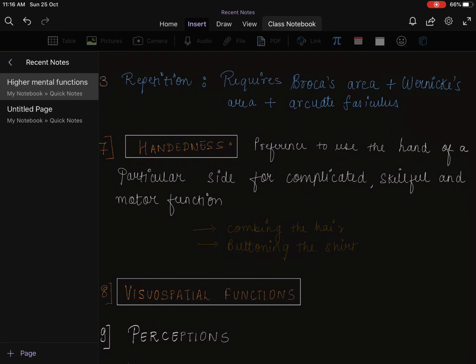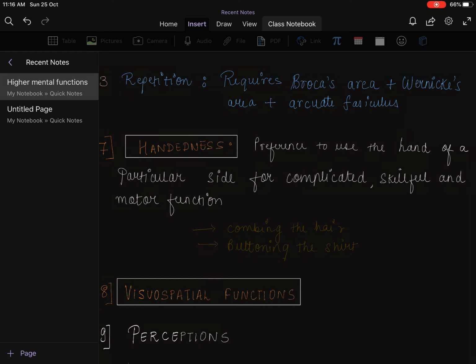Now you can simply ask him which hand he used mostly, or which hand he uses for combing his hair or buttoning the shirt, or you can simply ask him to fold his hands and see which hand comes anteriorly or superiorly. That will be his handedness.